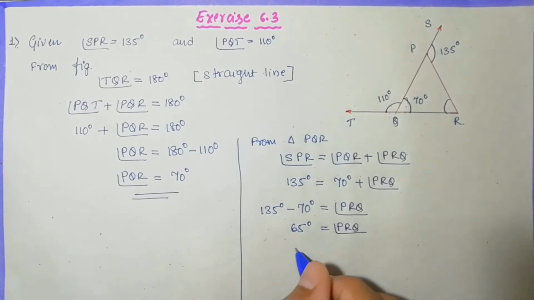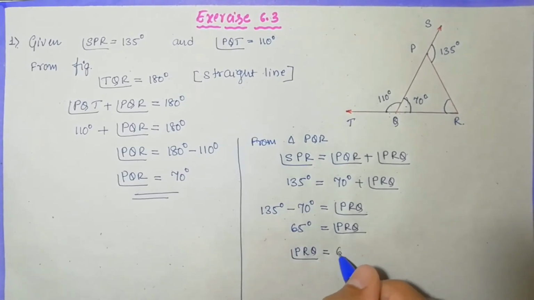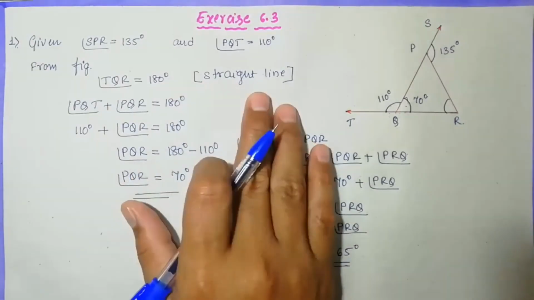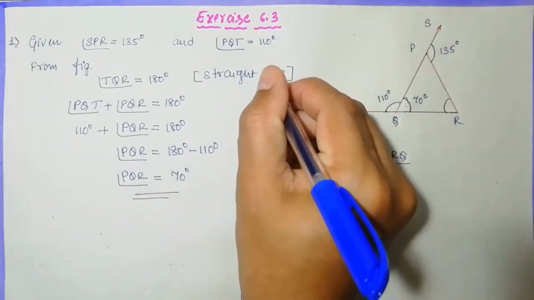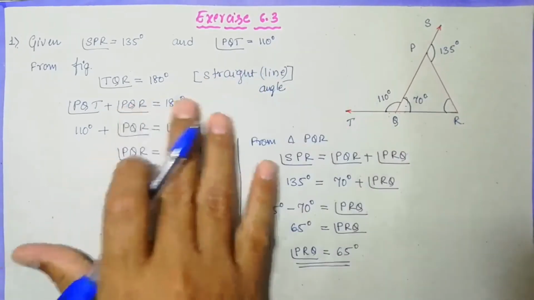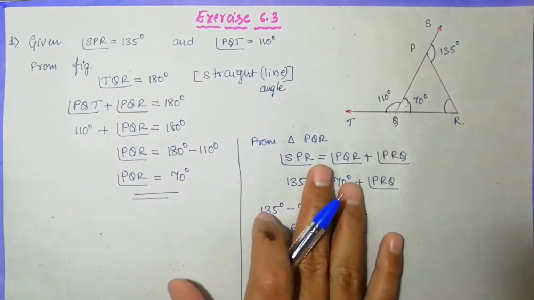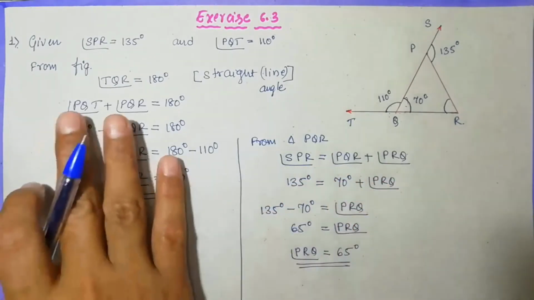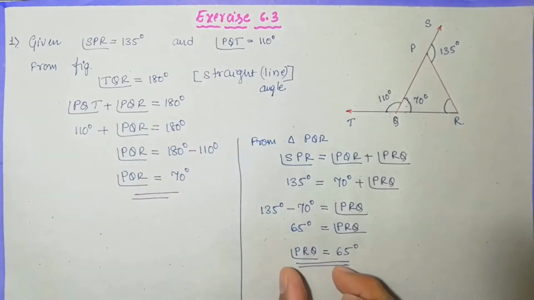So in the next line I'm going to reverse this one. Angle PRQ is equal to what? 65 degree. So this completes the solution of the first question. Actually it's very simple, I have just applied what? Straight line property, or else you can write straight angle, both are same. After that, exterior angle is equal to sum of interior opposite angles. If you apply those two, you will get what is PRQ.